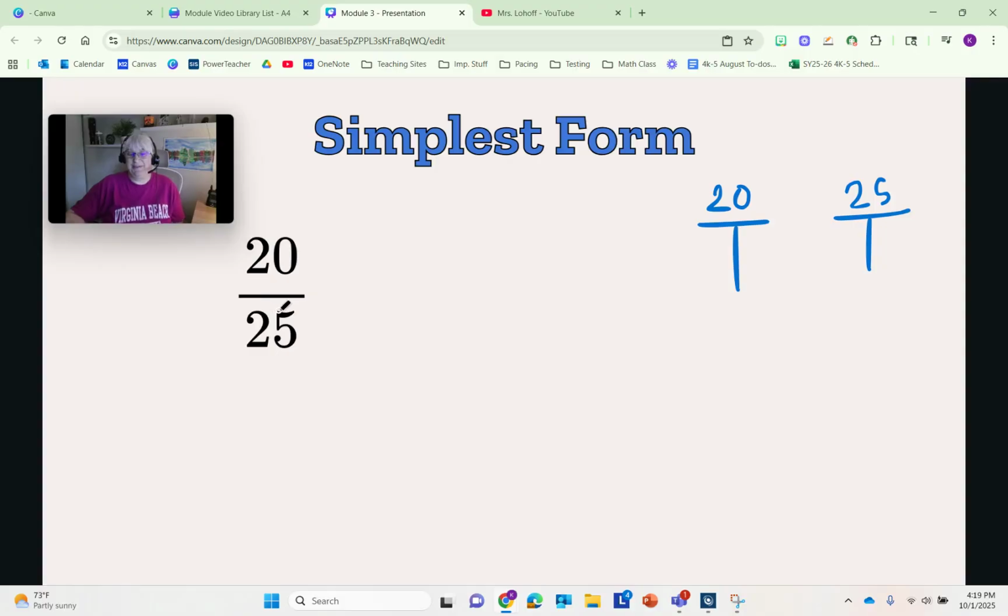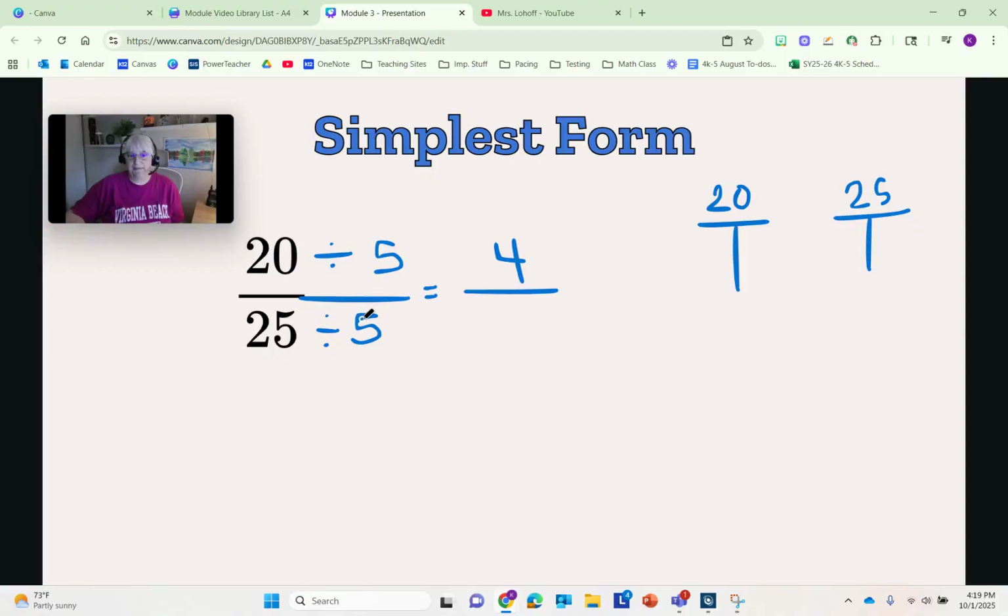I know that 25 is divisible by 5. And I know that 20 is also. So if I divide the numerator by 5, whatever I do to the numerator, I have to do the same thing to the denominator, and that will give me a new fraction. 20 divided by 5 is 4.